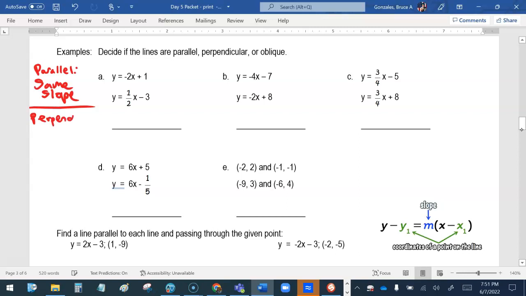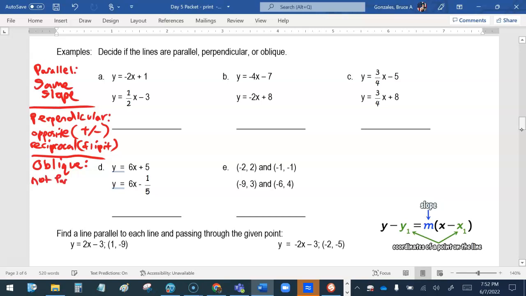Perpendicular is what we call opposite reciprocal slope. Okay. So opposite means you change the plus minus sign, and reciprocal means you flip it. Okay, so opposite means positive negative sign, reciprocal means you flip it. Cool. And then oblique is just not parallel or perpendicular.